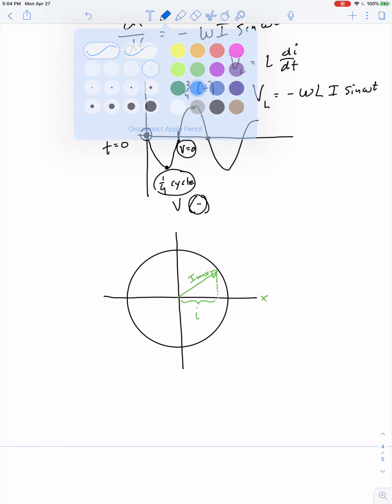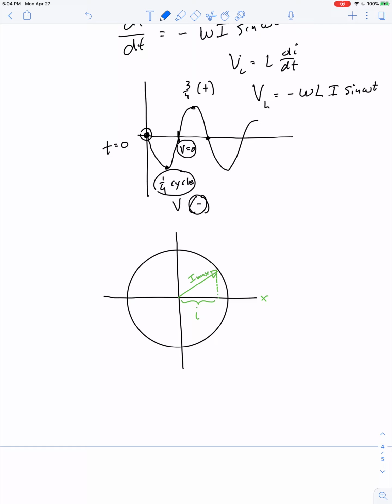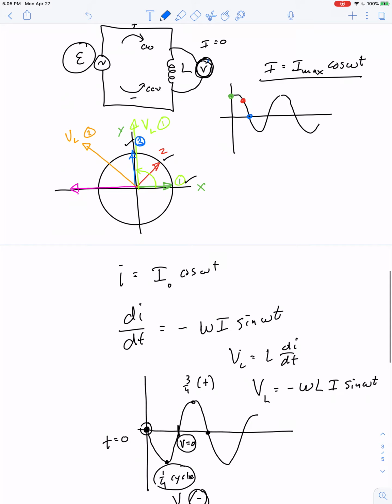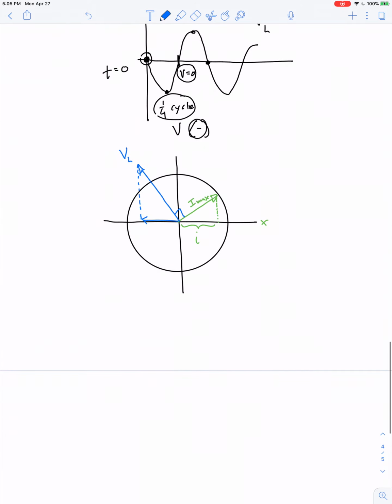Then the phasor that represents the voltage across the inductor is always 90 degrees out of phase with the current. This represents the maximum value of the voltage across the inductor and its instantaneous value at any moment. The reading the voltmeter would give you at any instant is represented as the projection of this phasor onto the x-axis. So we'll call this lowercase v subscript L.